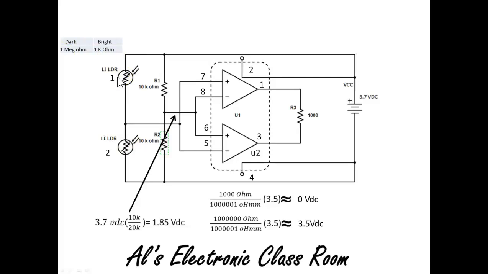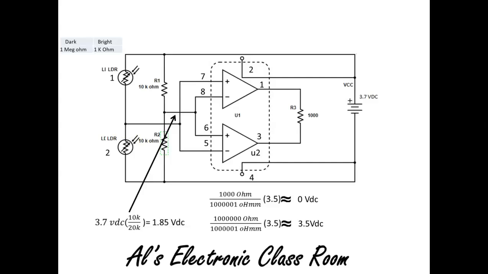All right, so let's look at this. We have pins 7 and 8 of my comparator. They're connected together, shorted. They are also tapped off the junction of the two LDRs right here. So let's see what happens.